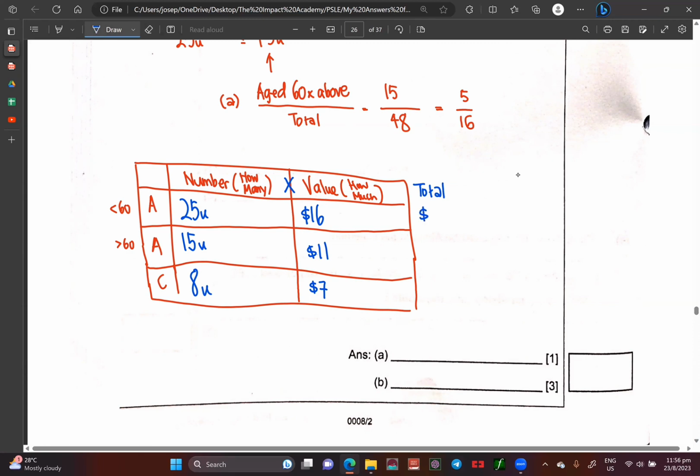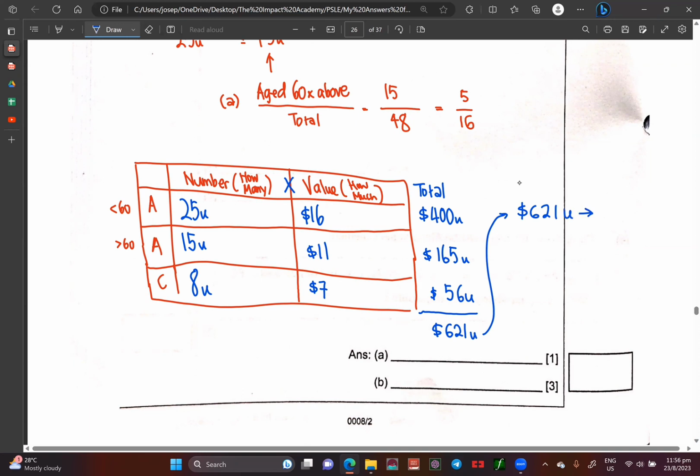All right, over here you get to 400 units, and for the other one, when you do 15 times 11, we'll get to 165 units, and of course, finally the last one will give me 56 units. When you add these three up together, you do 400 plus 165 plus 56, we'll get to 621 units. And what exactly is this 621 units?